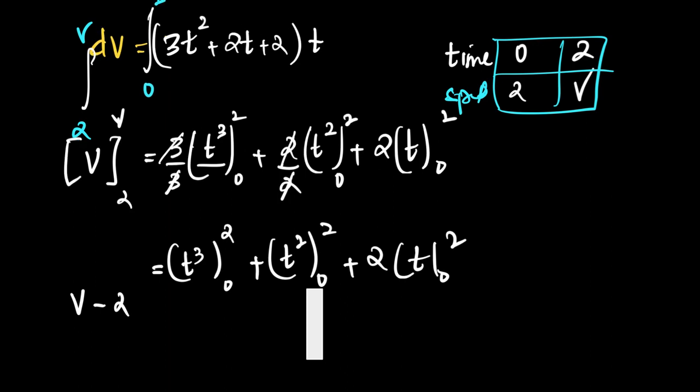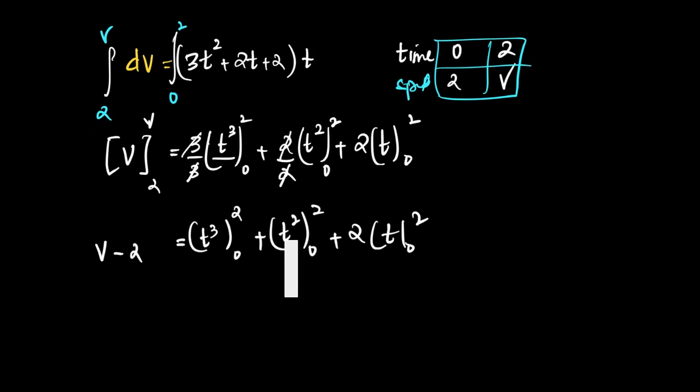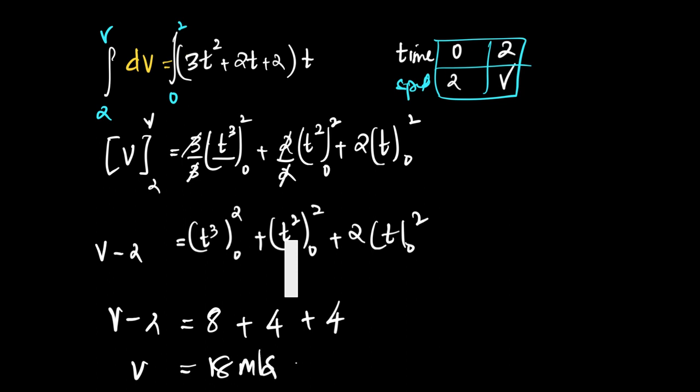Now, if we solve this further, v minus 2 will be equal to 8 plus 4 plus 4. Therefore, v will be equal to 8 plus 4 is 12, 12 plus 4 is 16, 16 plus 2 is 18. So, it's 18 meter per second. So, this particular portion, taking these limits, becomes really tricky, and except for that factor, everything else remains almost the same, an application of differentiation and integration.